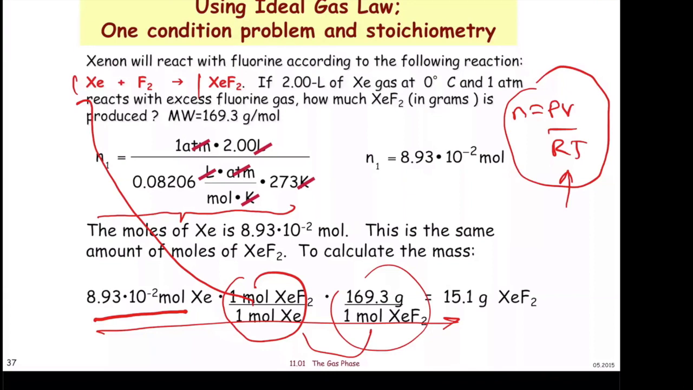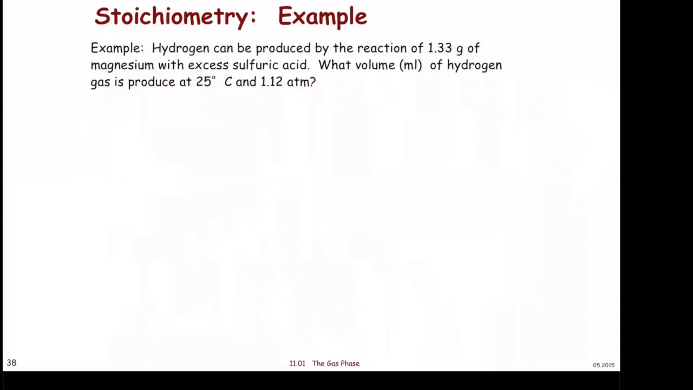So let me go ahead and do a problem that you might be doing in lab. Hydrogen can be produced by the reaction of 1.33 grams of magnesium with excess sulfuric acid. In lab, you're not going to be using sulfuric acid, you're going to be using hydrochloric acid, but it works the same way. It's an acid, and the fact that it's an acid means that hydrogen will be generated. This is a typical stoichiometry problem. What volume of hydrogen gas is produced?